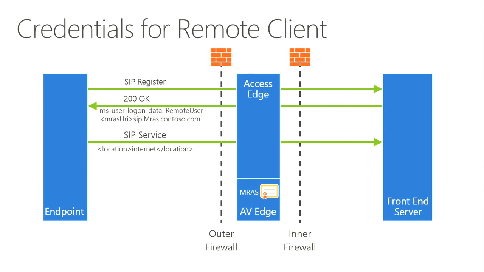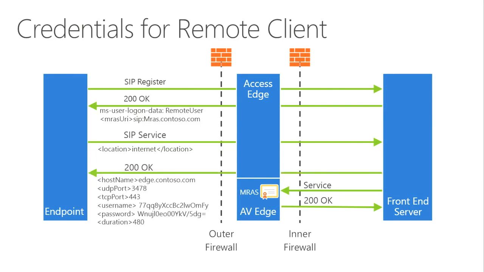So now the client knows that there is an edge server configured, then it sends a SIP service request via the SIP channel over the access edge server to the front-end server. The front-end server now sends a service request to the internal interface of the edge server and requests on behalf of the user this MRAS token. The edge server takes the certificate that we have on the edge server, creates the token, sends it back as a 200 OK, and this will be sent from the front-end server to the endpoint with some additional information.